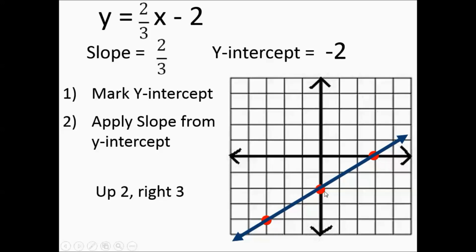And notice, this is what kind of slope? Positive, negative, 0, or none? It's going upward from left to right. It's a positive slope. Positive coefficient gives you a positive slope, something to think about.